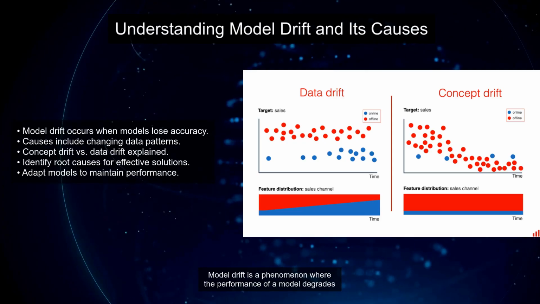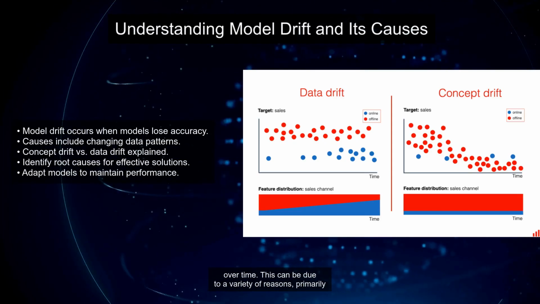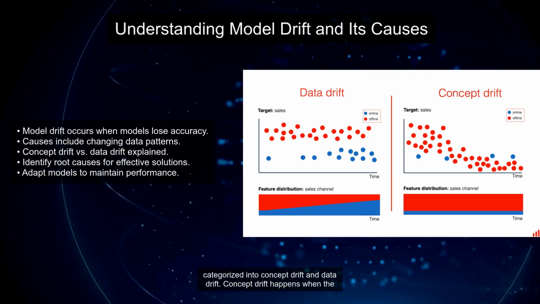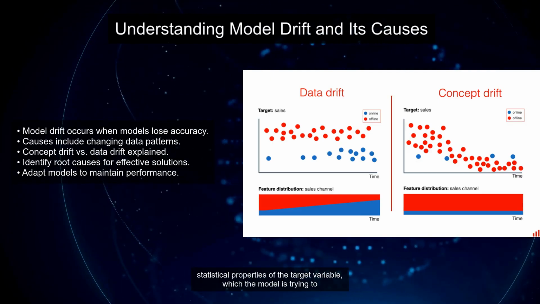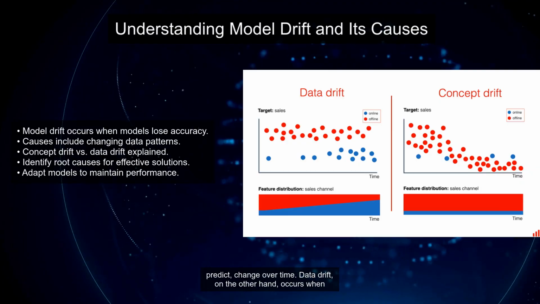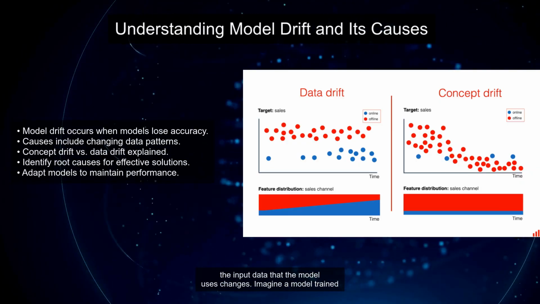Model drift is a phenomenon where the performance of a model degrades over time. This can be due to a variety of reasons, primarily categorized into concept drift and data drift. Concept drift happens when the statistical properties of the target variable, which the model is trying to predict, change over time. Data drift, on the other hand, occurs when the input data that the model uses changes.